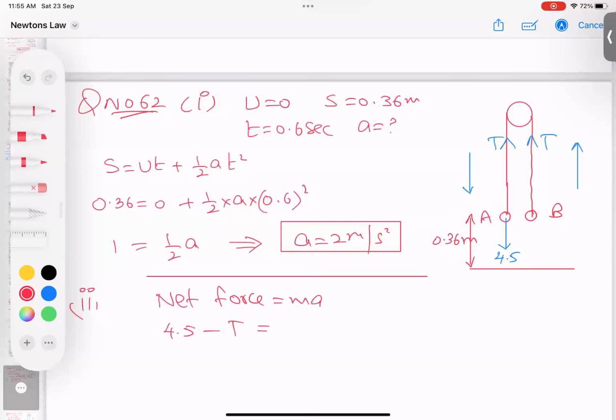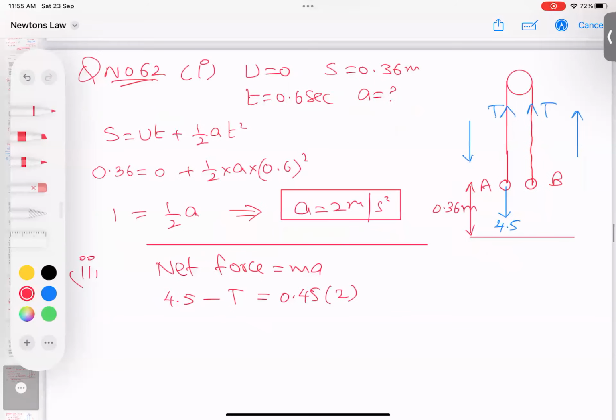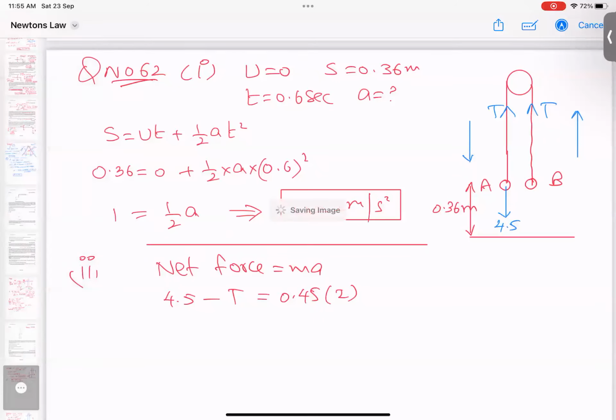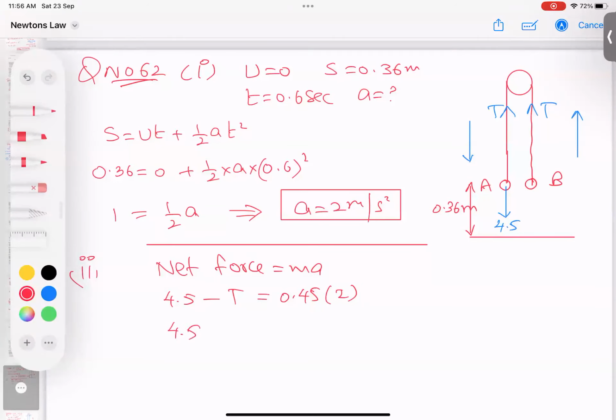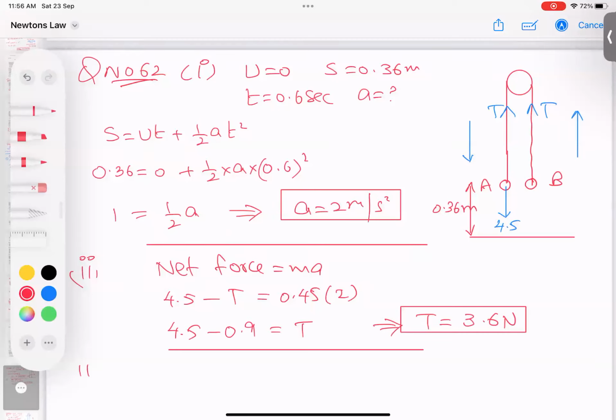Mass is given, 0.45, and acceleration we got as 2 from the previous part. So tension will come here and this will go there, and 4.5 will go there. Multiplying gives 0.9. 4.5 minus 0.9 equals tension. If you subtract, it gives us 3.6 newtons. Alhamdulillah Rabbil Alameen, I believe this point is also clear.